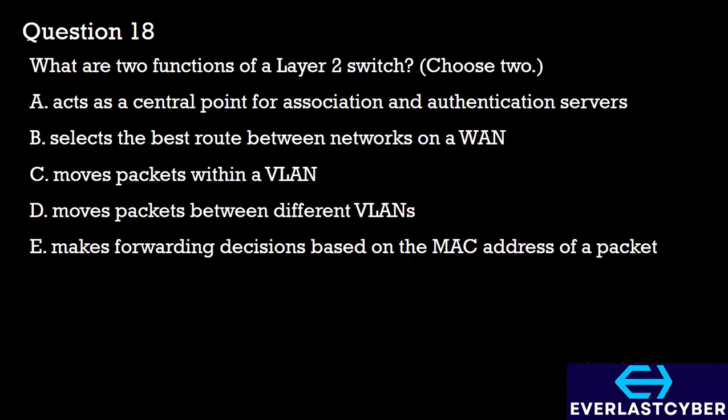Question 18. What are the two functions of a layer 2 switch? In this, we'll be choosing two. A. Acts as a central point for association and authentication servers. B. Selects the best routes between networks on a WAN. C. Moves packets within a VLAN. D. Moves packets between different VLANs. E. Makes forwarding decisions based on the MAC address of a packet.